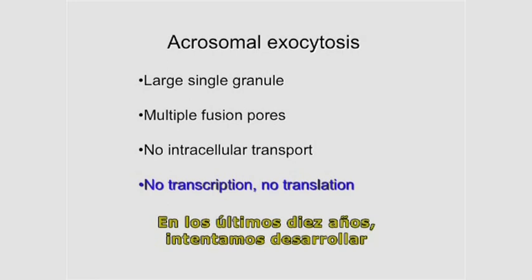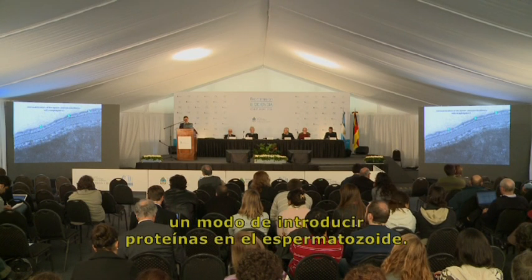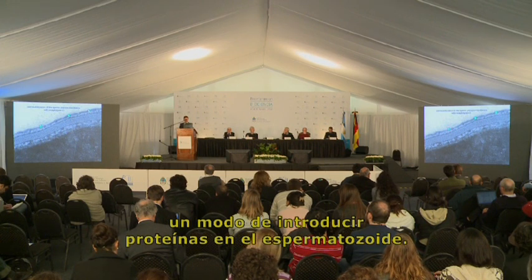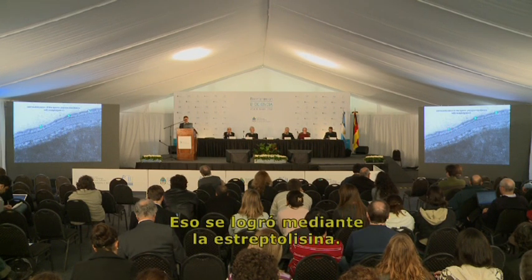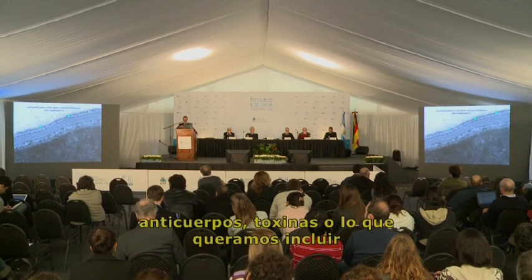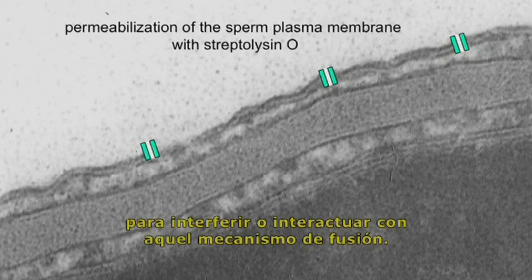What we have done in the last 10 years, I think, was to develop a way to introduce proteins inside the sperm, and that was done by streptolysin, so that we can add to this system recombinant proteins, antibodies, toxins, or whatever we want to get into the sperm and to interfere with or to interact with the fusion machinery that is there.